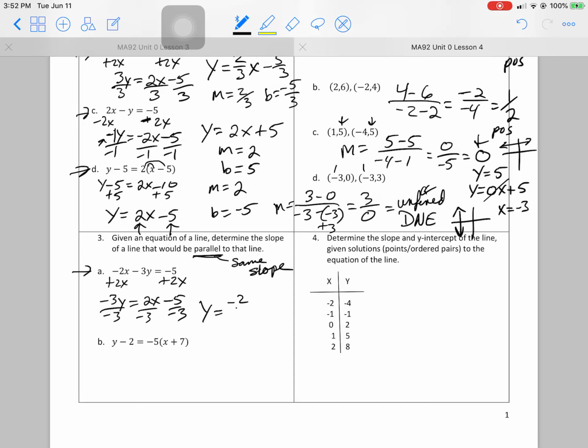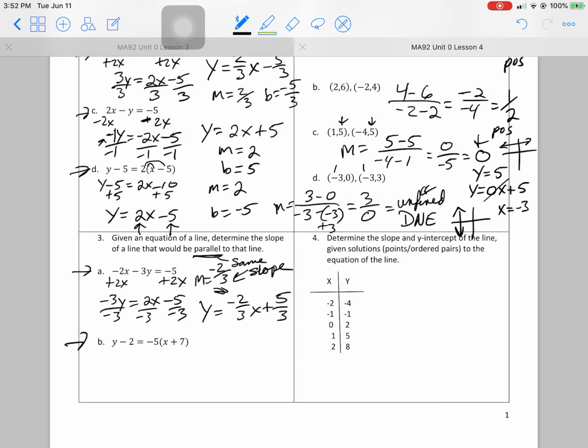Y equals negative 2/3 x plus 5/3. So the slope for this line is m equals negative 2/3. So the slope of the line that would be parallel to that line would also have a slope of negative 2/3. Okay.